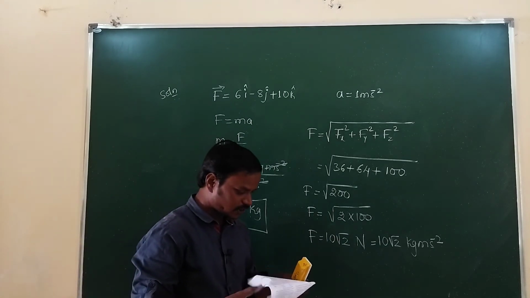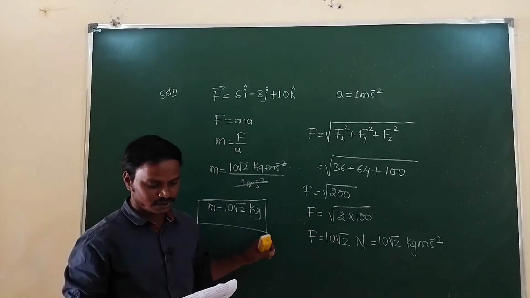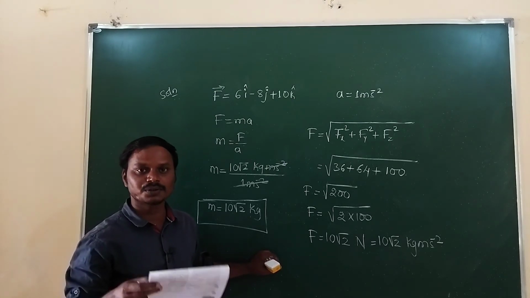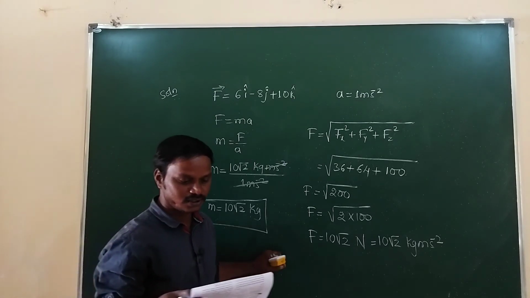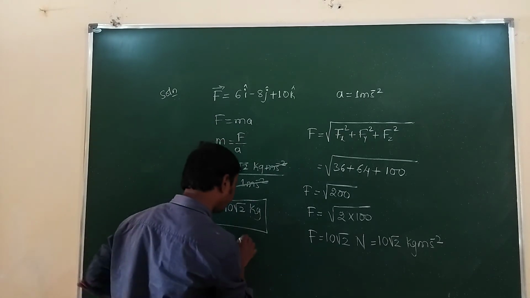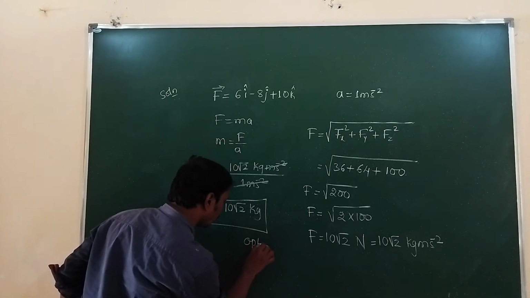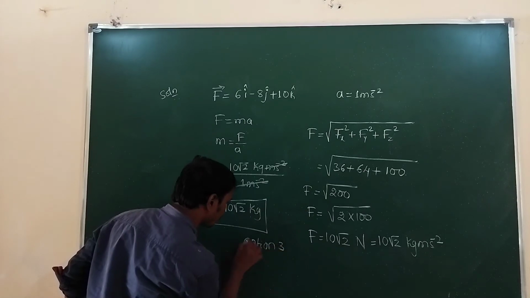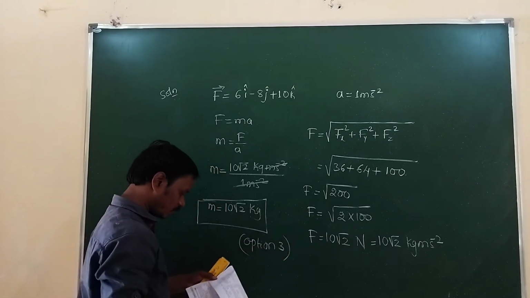Options. First option 10 kg, second option 20 kg, third option 10 root 2 kg, and last option 2 root 10 kg. Means option 3 is correct. Option 3 is correct. Now, next question.